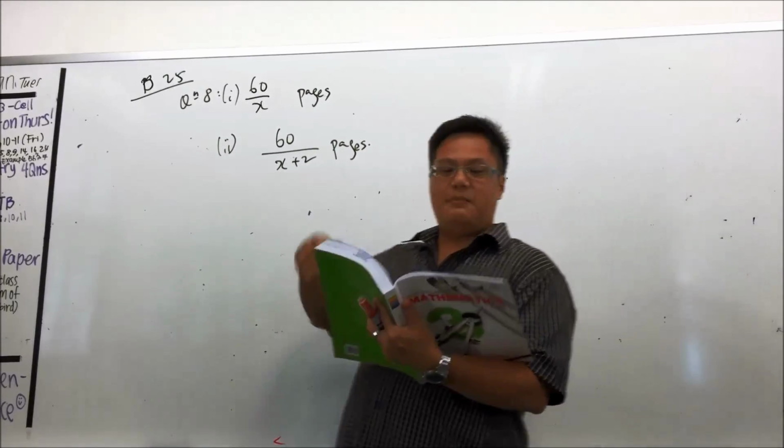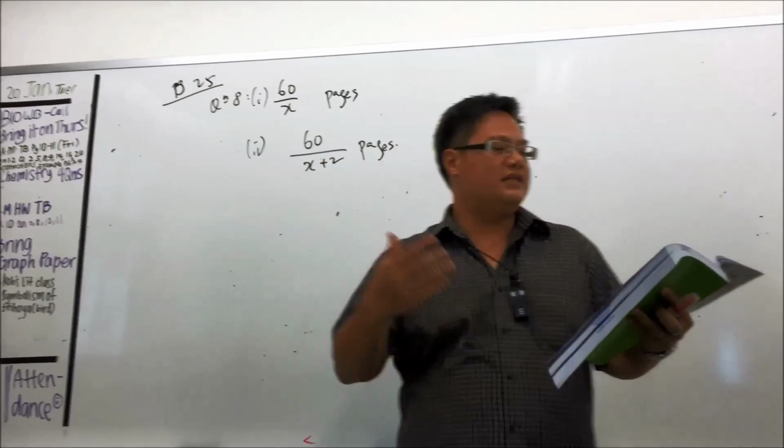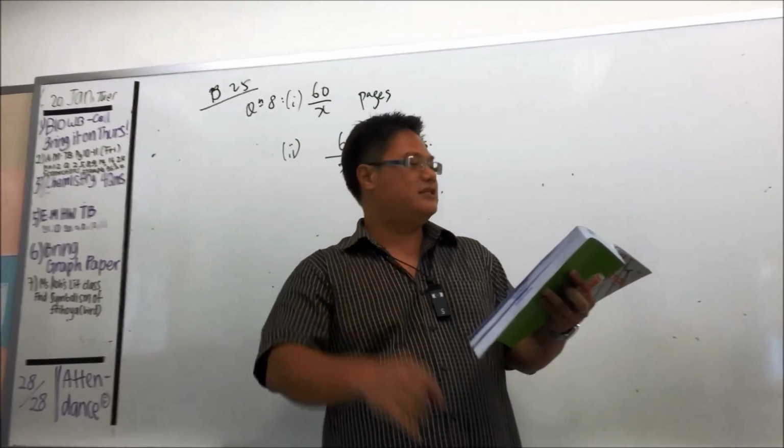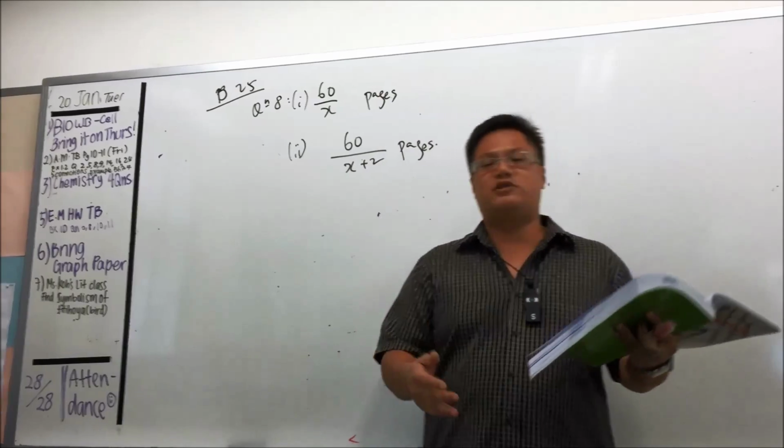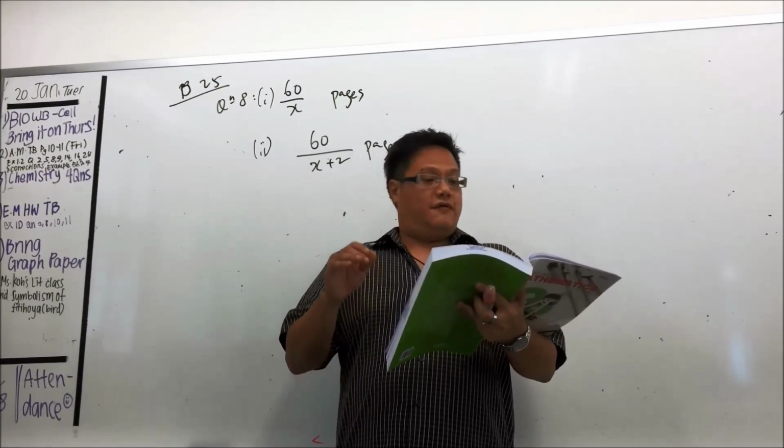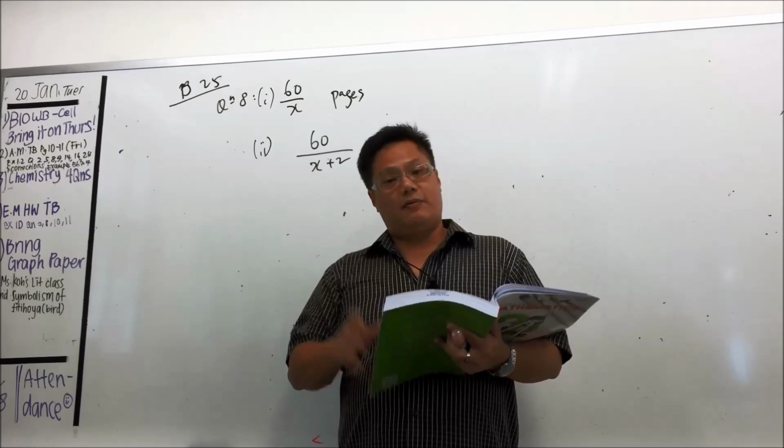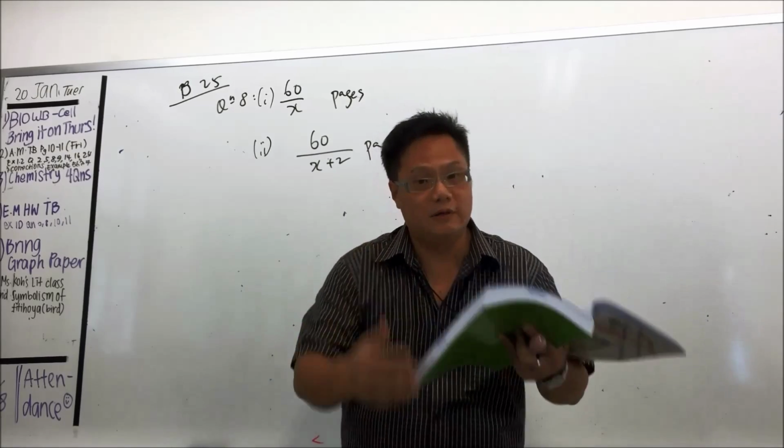Okay, so let me read out the question to you. There are two printers in the library. Printer A prints 60 pages every X minute. Write down an expression in terms of X for the number of pages printed by printer A every 1 minute. So how do we do that?